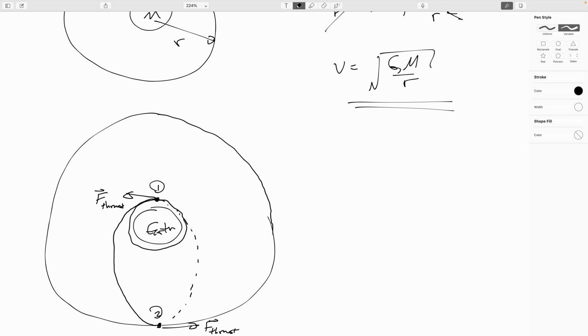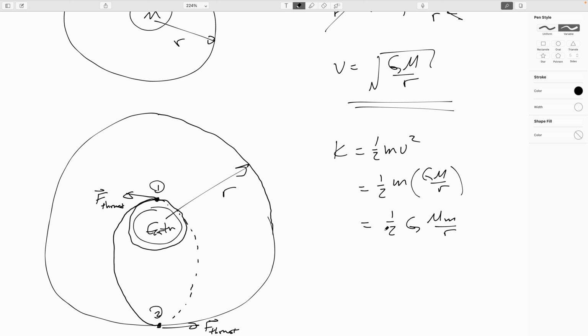So we can take a look at the total mechanical energy in these orbits here. Let's say that the radius of our orbit is r. We know that the kinetic energy is 1/2 mv squared. And from here, I'm going to cryptically write this as 1/2 m times GM over r, because that's v squared there. So this is 1/2 GMm over r. Now notice that this is minus 1/2 the gravitational potential energy.